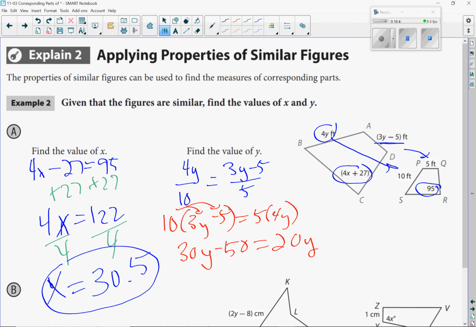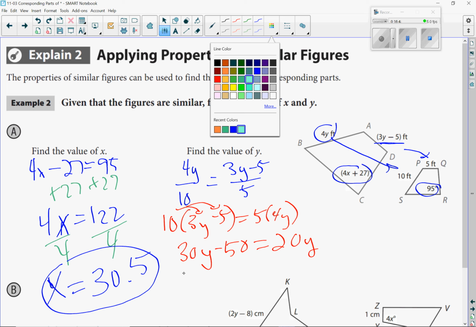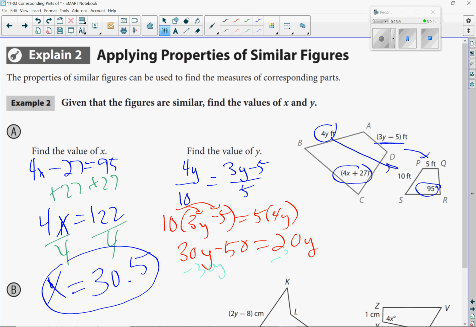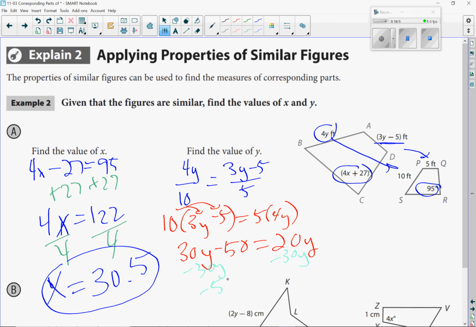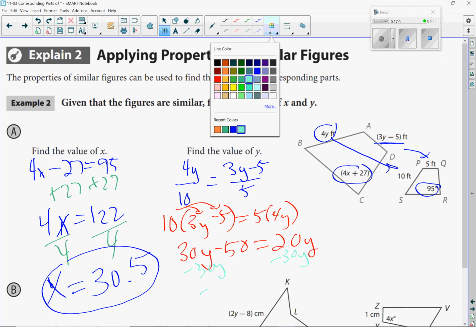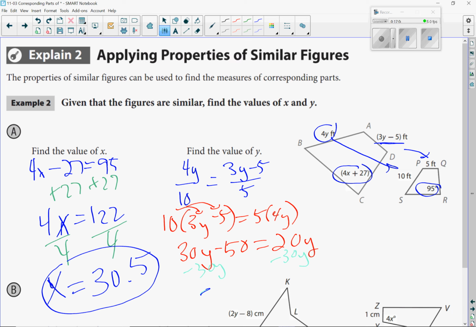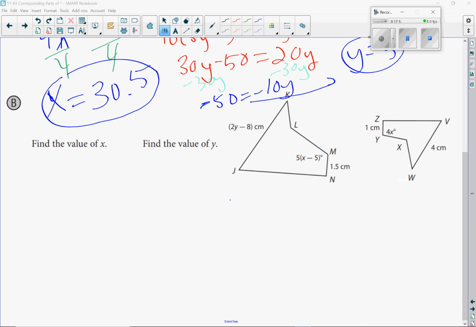And then if I subtract 30y from both sides to get my y's together, that'll give me, what, negative 50. Negative 50 equals negative 10y, which if I divide both sides by negative 10, I get y is equal to 5. Okay, one more example and then I'll be done.